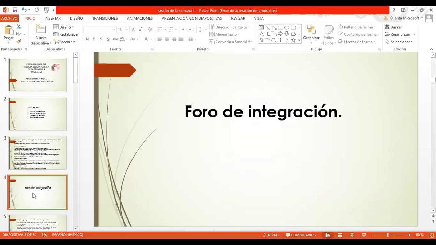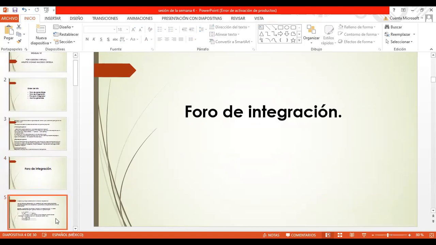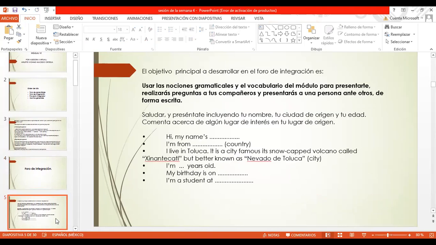Now let's look at the Integrative Forum. Remember, guys, that the purpose of this forum is to put into practice all the knowledge that we have learned through week 1, 2, 3, and 4. You have to introduce yourself first, and at the end, you have to introduce someone else. So in the first participation, you have to say hi to everyone, and you have to introduce yourself.